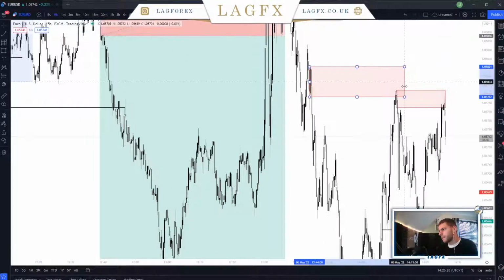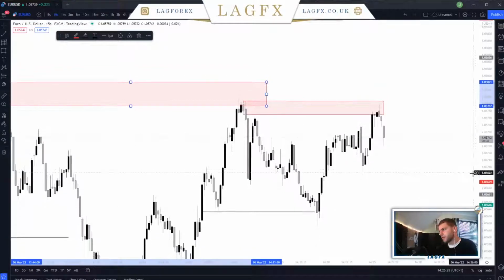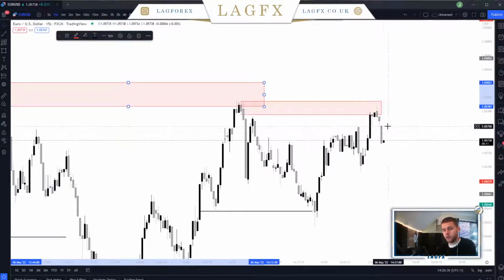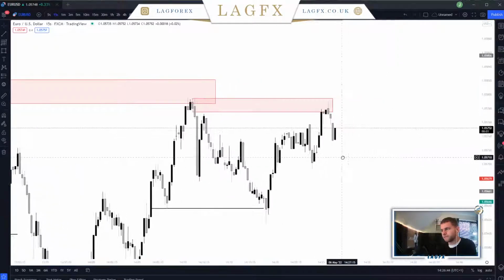But either way, even if we got involved when price tapped into this, our stop loss would have been above this high. So even if it does reverse now, we still would have been protected because we would have had a stop loss reflecting this protected high. But again, we'll just wait to see what happens.